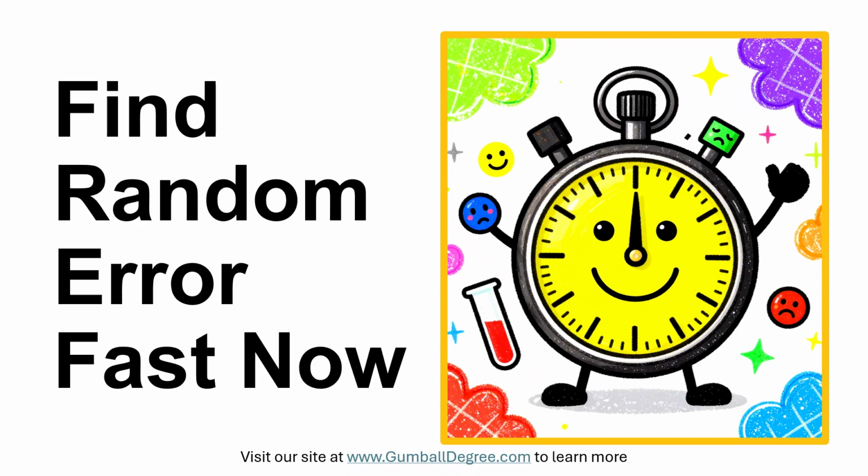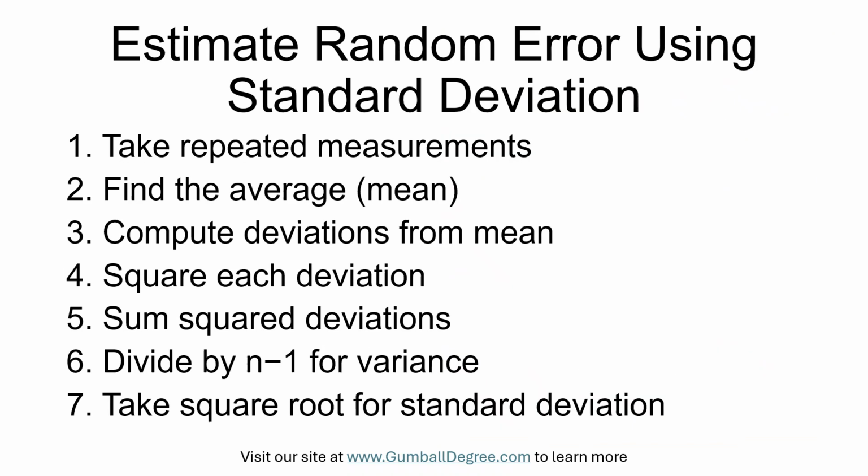Compute the standard deviation of repeated measurements to estimate random error. Think of taking the same measurement many times, like timing how long it takes a cookie to bake, and then finding how spread out those times are. The standard deviation is a number that tells you that spread.